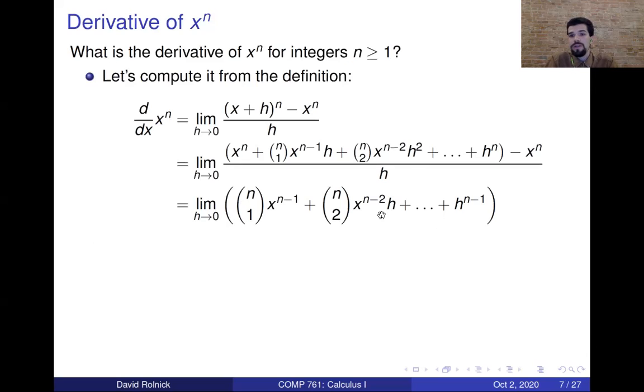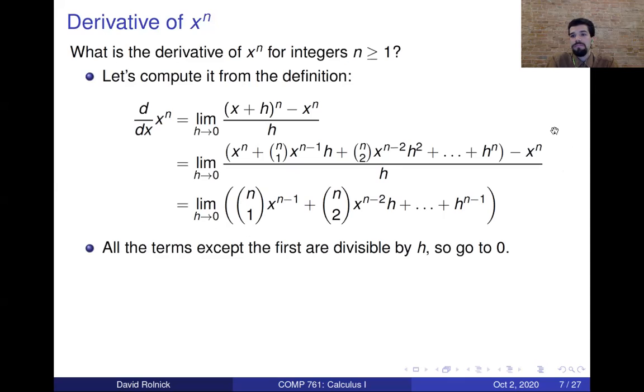So you plug in h equals 0 here, all these terms just become 0. And then the only thing that you have left is this first term. So all the terms except the first are divisible by h, so they're going to go to 0. So the answer is just n choose 1, or n times x to the n minus 1.